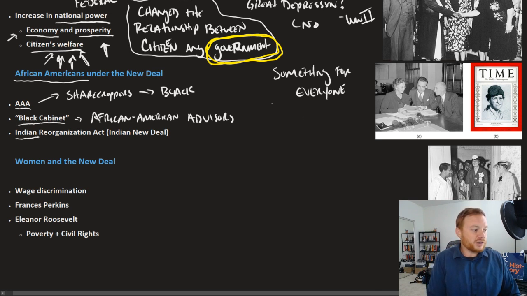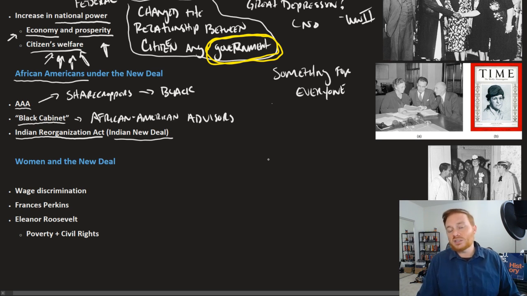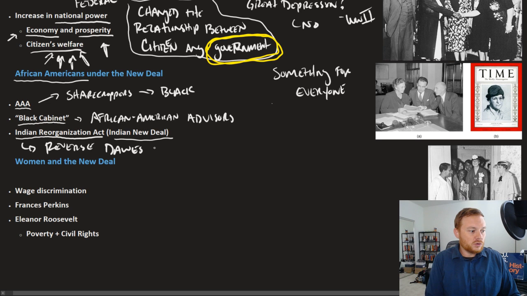For Native Americans, Roosevelt oversaw the passing of the Indian Reorganization Act, or the Indian New Deal, which was probably the most significant legislation passed regarding the status of Native Americans in the United States, really, ever since the Dawes Act in the 1880s. In fact, what this did in many cases was to reverse the Dawes Act, which was incredibly damaging to Native Americans. This was 1887, I want to say. And what this allowed for was it stopped assimilation.